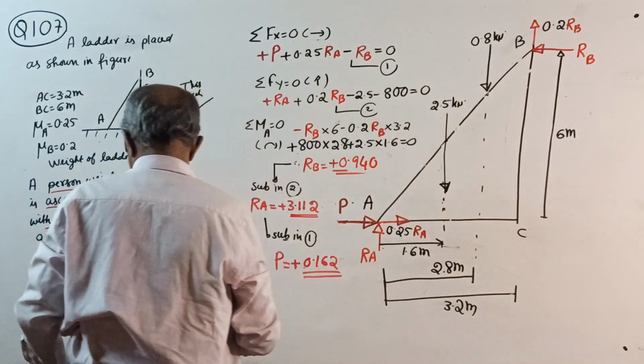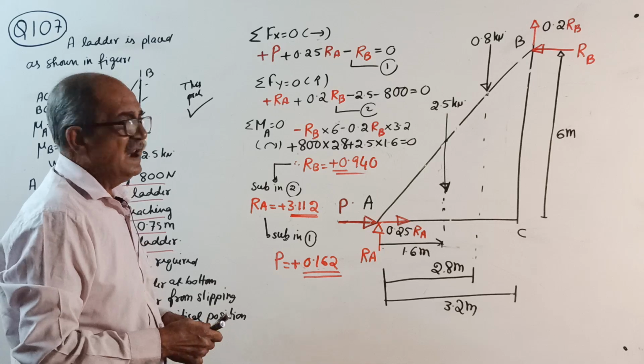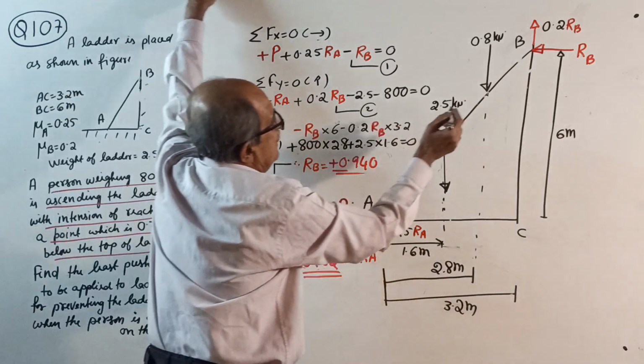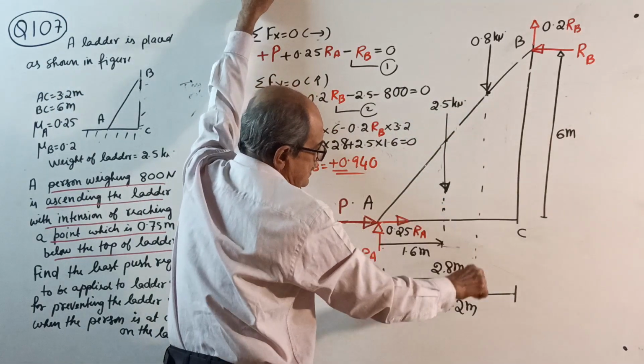Okay, then now solve the question. Only one point I will clarify now. When you place the person here, when you take moment about A, we want this distance.